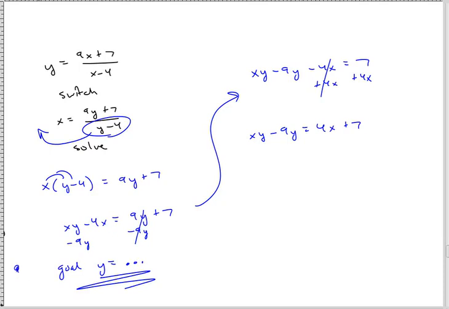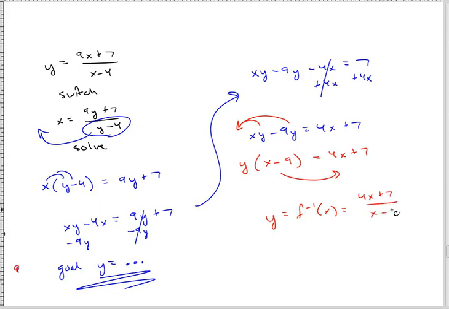And now I want to get y by itself, y equals, so I think I can factor out a y here, leaving (x - 9). Last step, divide. Y equals, your inverse equals, your answer is this guy right here. There we go. We did it. That's a lot of steps, and it is a harder problem. It's one of the hardest ones here on your homework section.